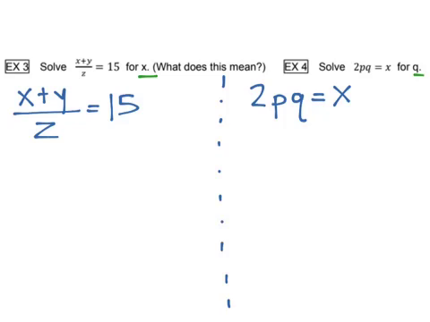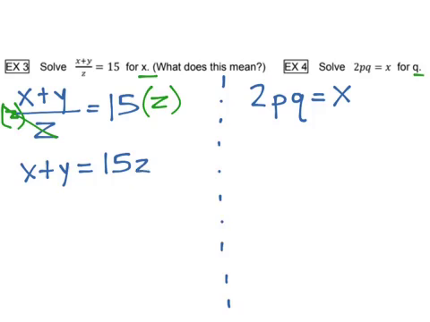So we can do that by multiplying both sides of this by z. So over here, multiplying by z as well. If we have z times x plus y divided by z, those are going to 1 out, and we'll just have x plus y equals 15z. So this just makes it a little bit quicker of a problem to multiply by z first.